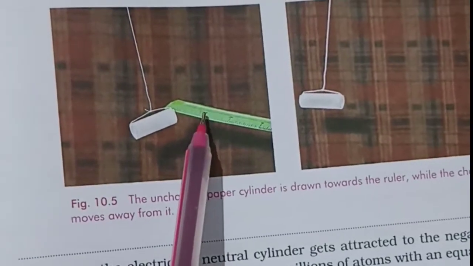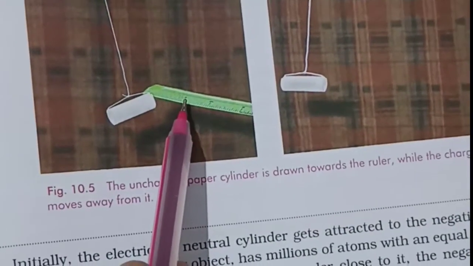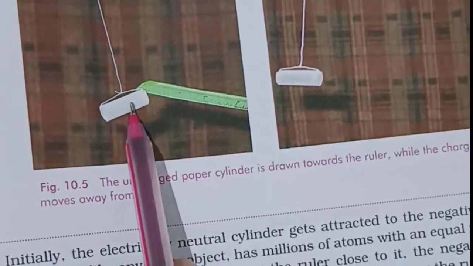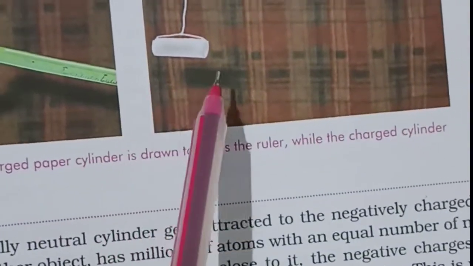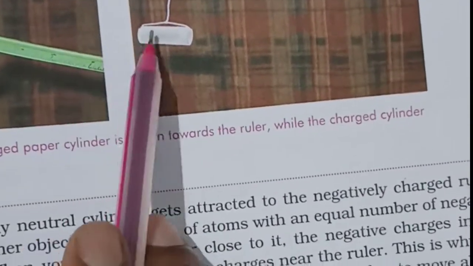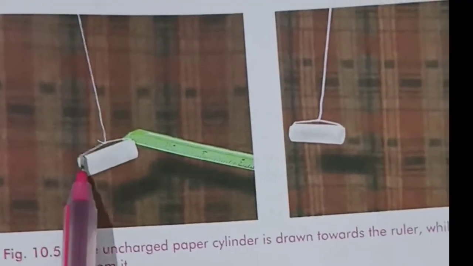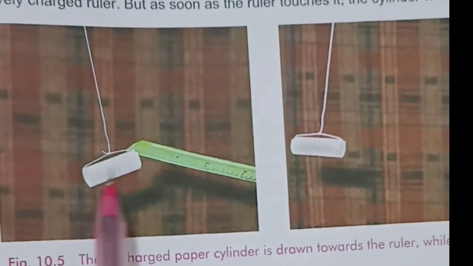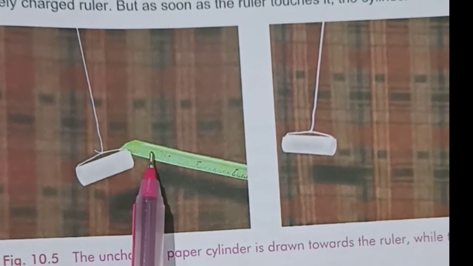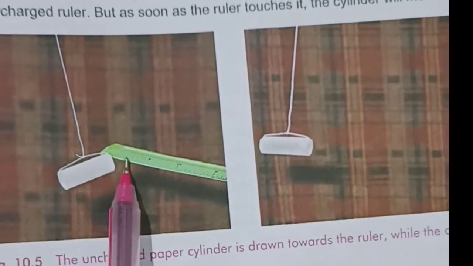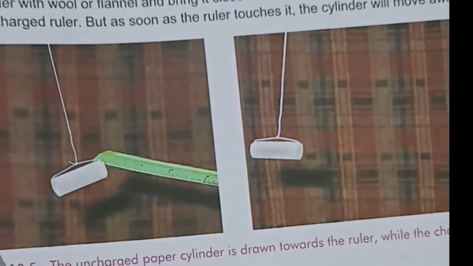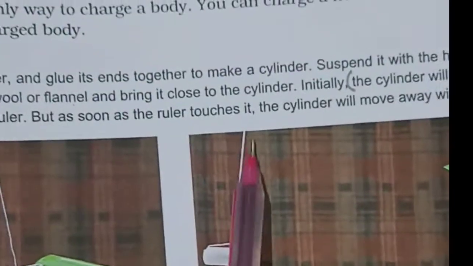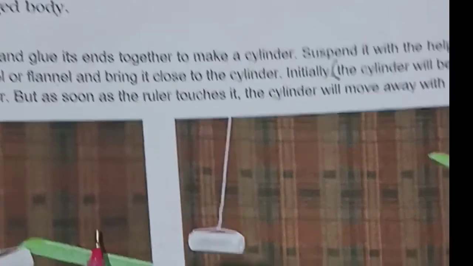But as soon as the ruler touches it, the cylinder will move away with a jerk. See first what is happening: the bend you can see in the thread, the cylinder is attracted towards the ruler. Now after it has touched, we will see it goes backward with a jerk. You can see here it has gone down. See the bend this side, the thread moving this side.